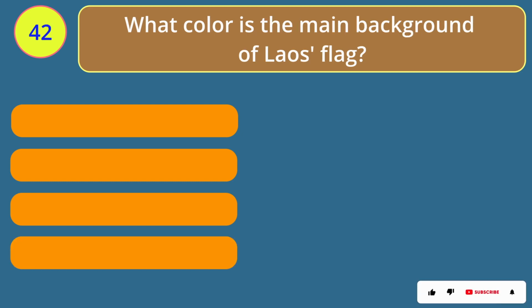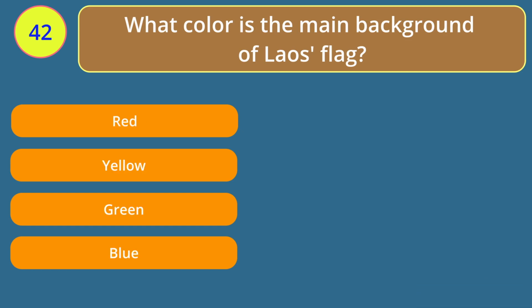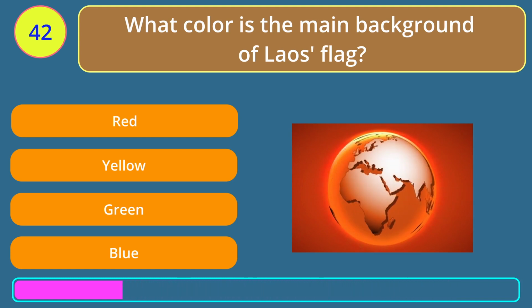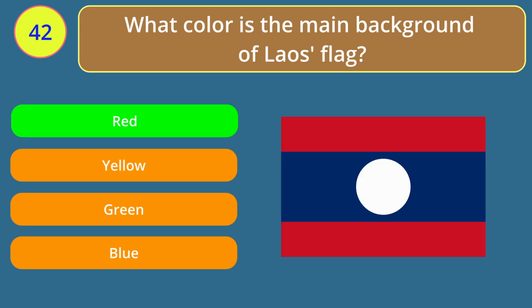What color is the main background of Laos' flag? The four options are red, yellow, green, blue. The correct answer is red.